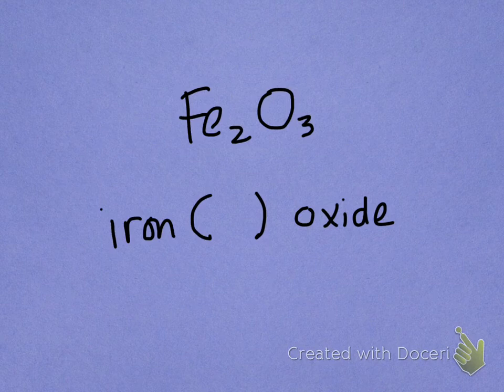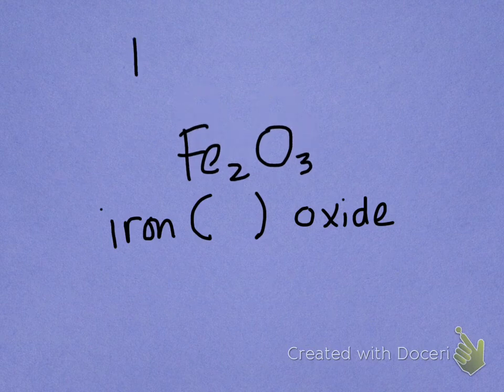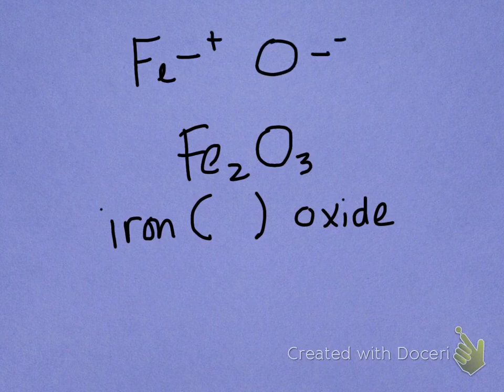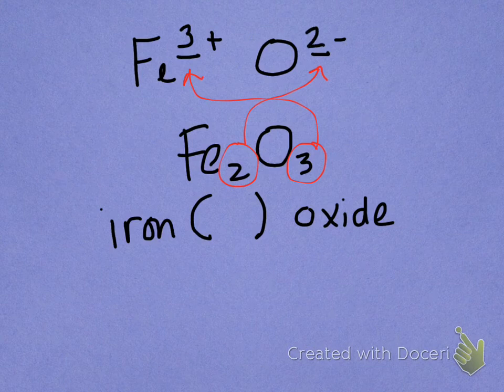But okay. How do we figure out which iron we're dealing with? We do a reverse crisscross. So I'm going to move this down. And iron would have been a positive ion. Oxygen would have been a negative ion. So if we reverse our crisscross, we get Fe3+ O2-. Is 2 minus a common ion for oxygen? Yeah. So what is this compound? It's iron 3 oxide.